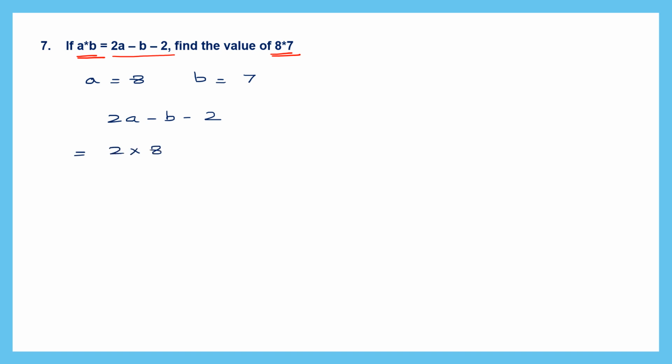So 2A means 2 into A. 2 into A is 2 into 8 minus B, which is 7, minus 2. So 2 8s are 16 minus 7 minus 2. So this will be 16 minus, now you can do it straight away. 16 minus 7 is 9. 9 minus 2 is 7. So here the answer is 7.